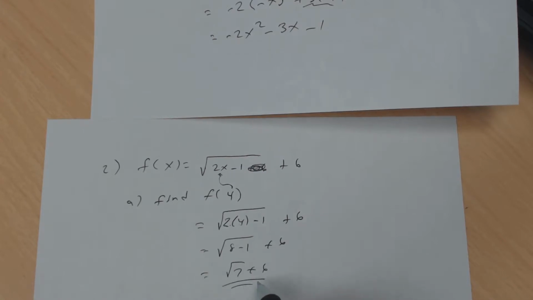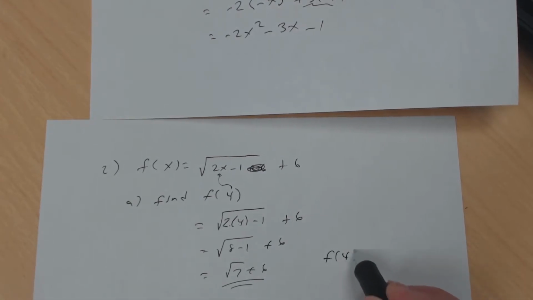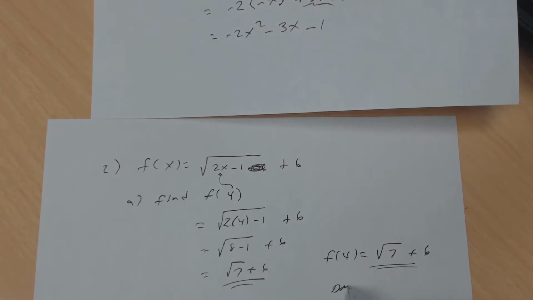So the square root is 7 plus 6. So you say f of 4 will equal the square root of 7 plus 6. Don't say the square root of 13, because that's not a square root here. Okay, now if it was this, I'm not even going to go there. All right, so don't say square root of 13.